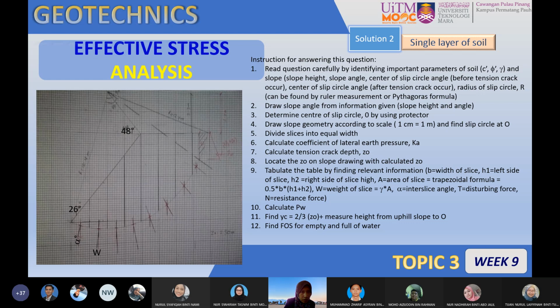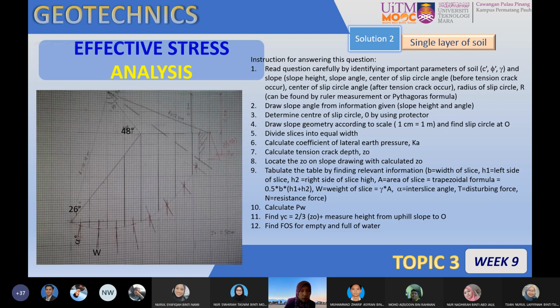Once we have the intersection between 26 and 48 here, we can set the point of the slip circle O. Then we need to measure the radius of the slip circle. For example, if the radius of the slip circle is 10, make sure the intersection at A is 10, the same as the 10 from O to this point. So you can draw the slip circle at the intersection of point O.